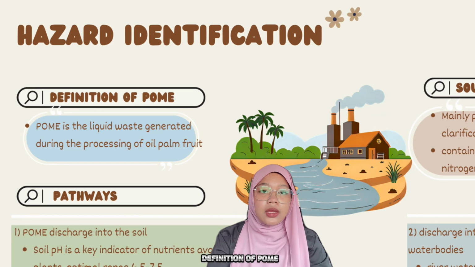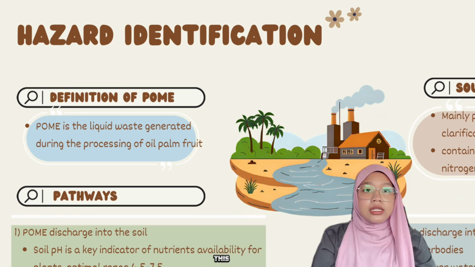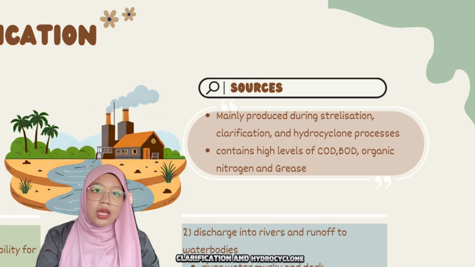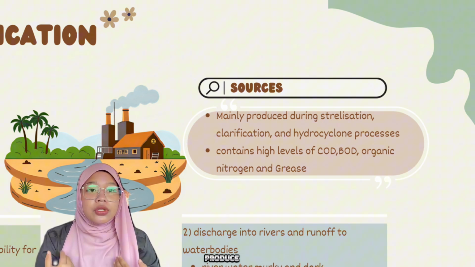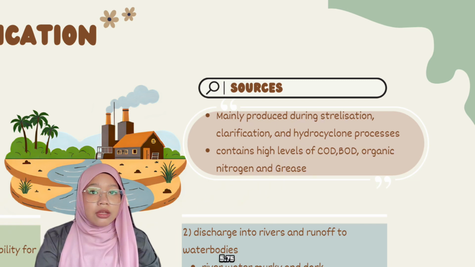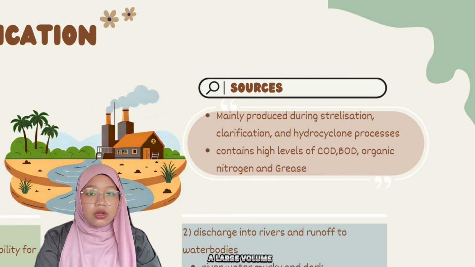Definition of POME. POME is the liquid waste generated during the processing of oil palm fruit. This waste is produced mainly during sterilization, clarification, and hydrocyclone processes. To produce palm oil, a significant amount of water is needed. For every 1 ton of fresh fruit bunches, about 5 to 5.75 tons of water are used. This process generates a large volume of POME.